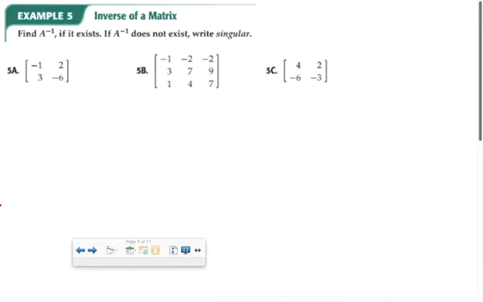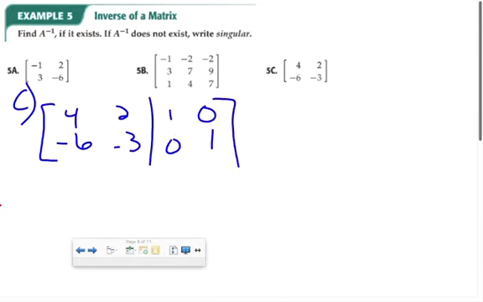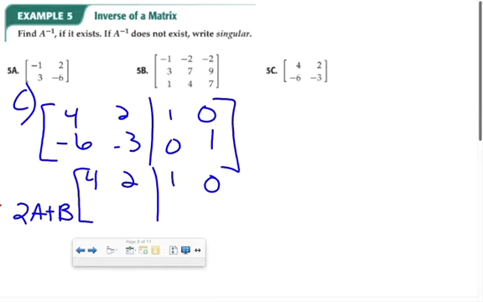For part C, we start with the augmented matrix 4, -6, 2, -3, 1, 0, 0, 1. And there's really no nice, pretty way to get the 1 that I want in my first row. So maybe I'm going to multiply the first equation by 2 and add it to the second equation and see what that new second equation is going to look like. So I'm leaving the first row alone, excuse me.